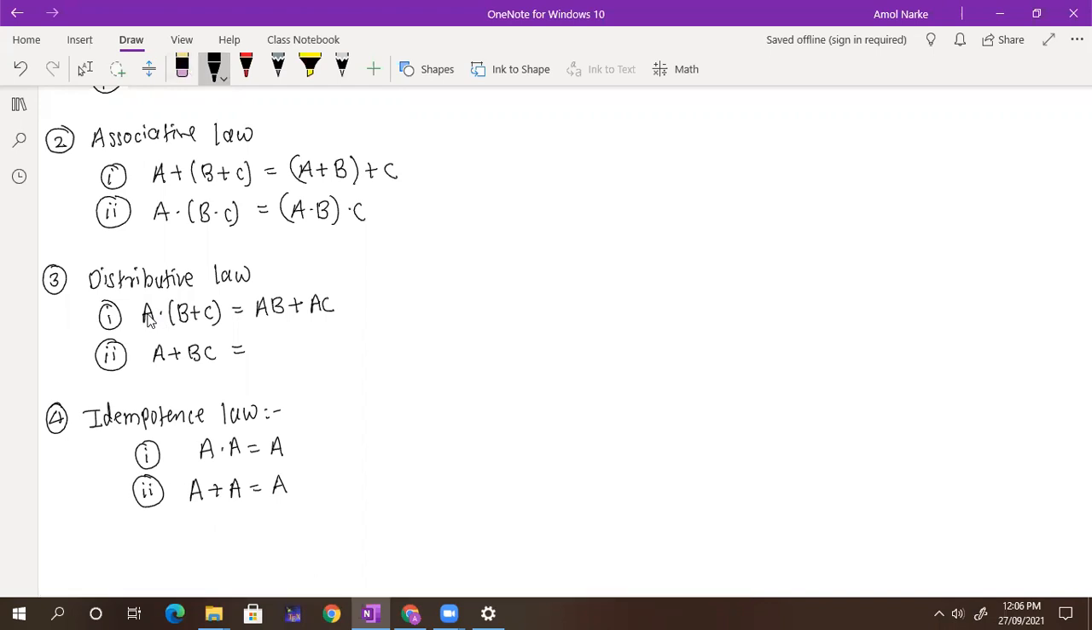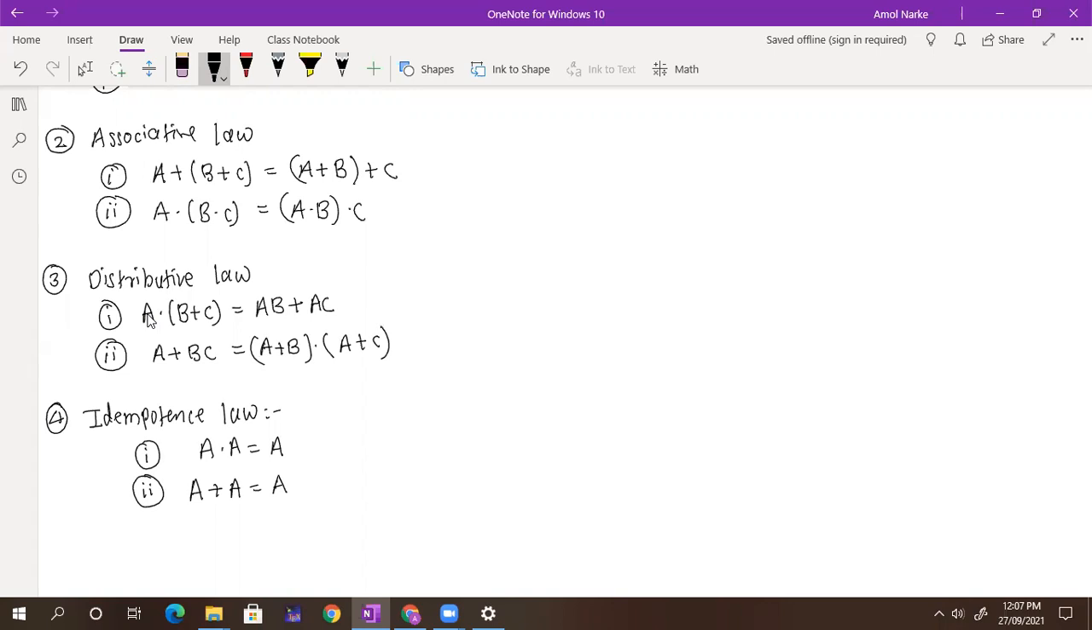Now tell me, what is the distributive law for this, if we have the idempotent law with us? Idempotent means same value. Adding a variable with itself will always give you the same variable. Here, dot is nothing but AND and plus is nothing but OR. Now tell me what will come here. (A plus B) dot (A plus C), absolutely correct.